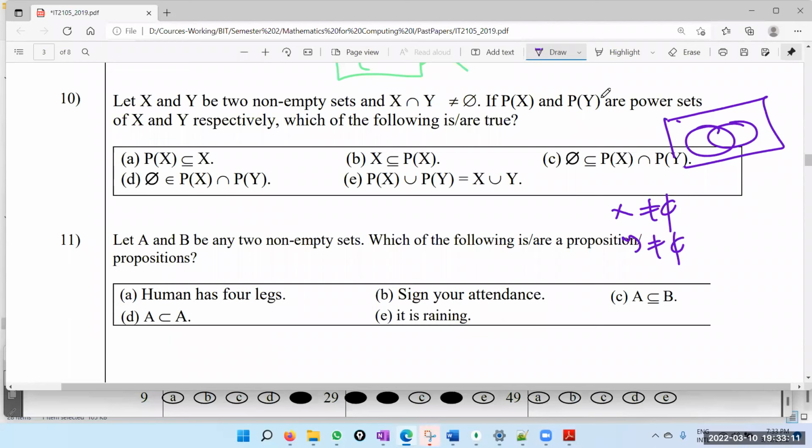If P(x) and P(y) are power sets, remember power sets means the set of all the subsets. It always has the empty set and itself, because those are always part of the subsets, and any other combinations. If P(x) and P(y) are power sets of x and y respectively, which of the following are true?